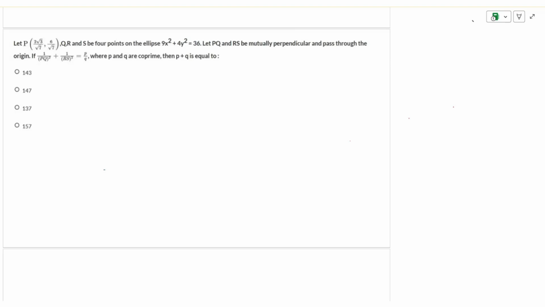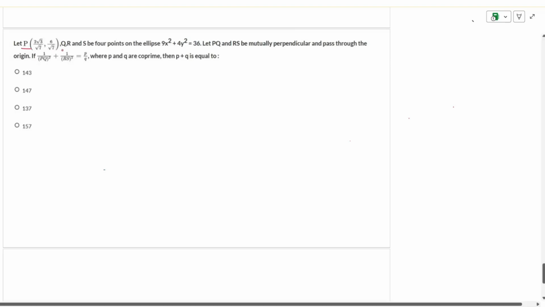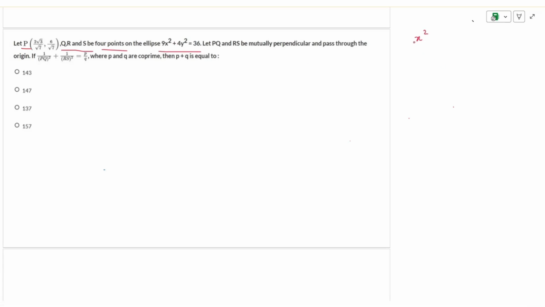Friends, we have a question on an ellipse. Given to you is P, Q, R and S be 4 points on this ellipse. So what kind of ellipse is that? Can you quickly see? Divide by 36. So you get x squared by 4, y squared by 9 equals 1. That's your ellipse. And you can also quickly draw it. Drawing always makes things simpler for you. So this is the kind of ellipse you have.